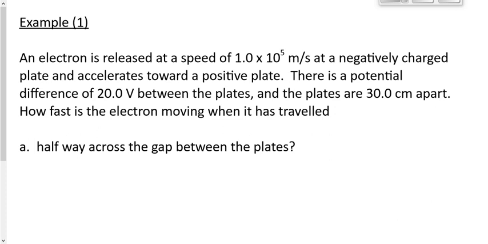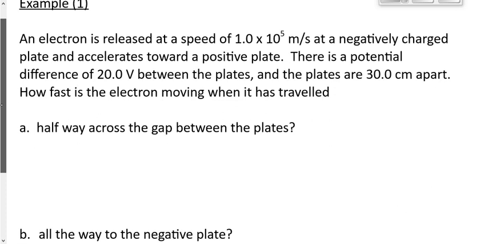Example number 1. Second to last example of the unit here. It says an electron is released at a speed of 1 times 10 to the 5 meters per second at a negatively charged plate and accelerates toward a positively charged plate. There's a potential difference of 20 volts between the plates, and the plates are 30 centimeters apart. How fast is the electron moving when it's traveled halfway across the gap?